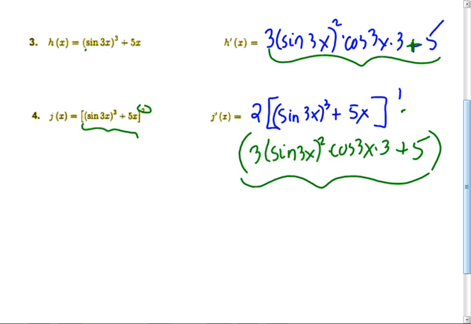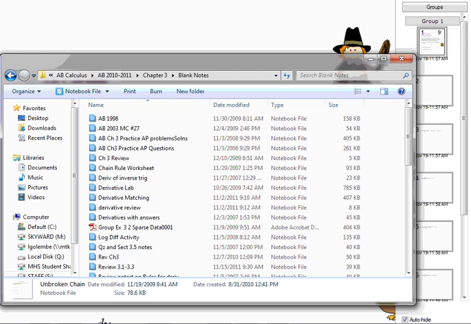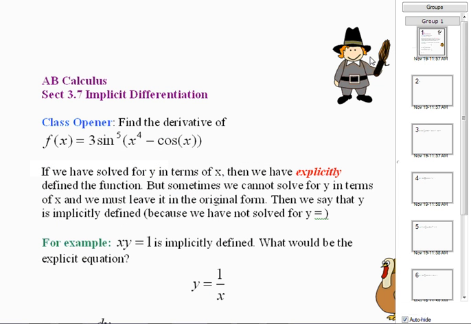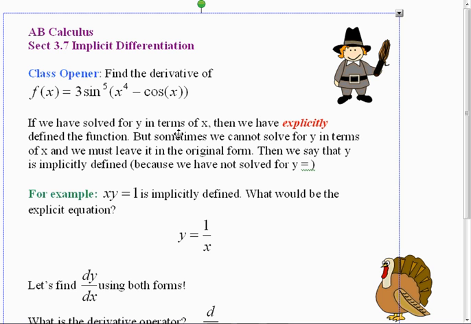I forgot what it was. Now, I put a class opener on here. Looks like that, but it doesn't have, yes, it does have that. Dylan, put your phone away.